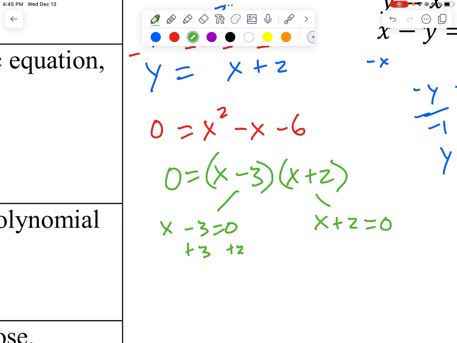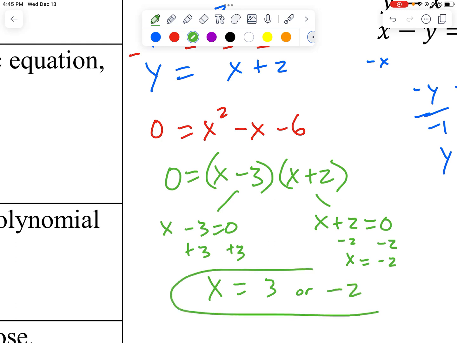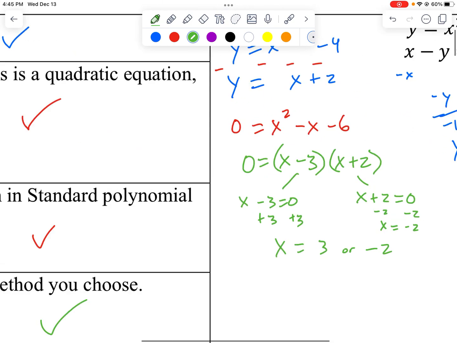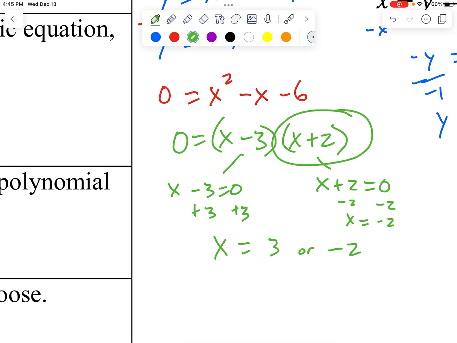And then to solve them, you do the opposite operation. So we'll add 3. Now we got x is 3. Or over here you subtract 2. And then we got x can equal negative 2. So x equals 3 or negative 2. Cool. We have solved for x there. By the way, don't forget that when you go from this to your answer, you do get a sign change. That matters quite a bit.